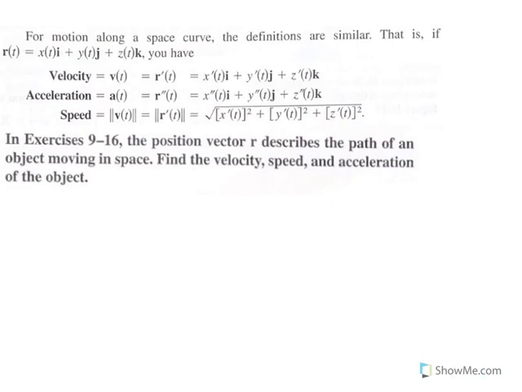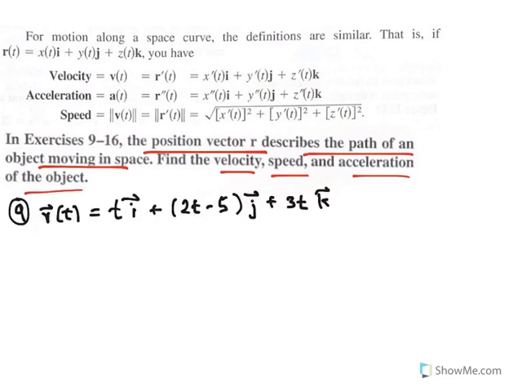Let's take a look at number 9. The instructions are: the position vector r describes the path of an object moving in space. Find the velocity, speed, and acceleration of the object. You can take a look at what we have here. For motion along a space curve, the definitions are similar to motion along a plane curve. That is, if you have a position vector with an extra component for the third dimension, and each of the standard unit vectors i, j, and k would be as follows.